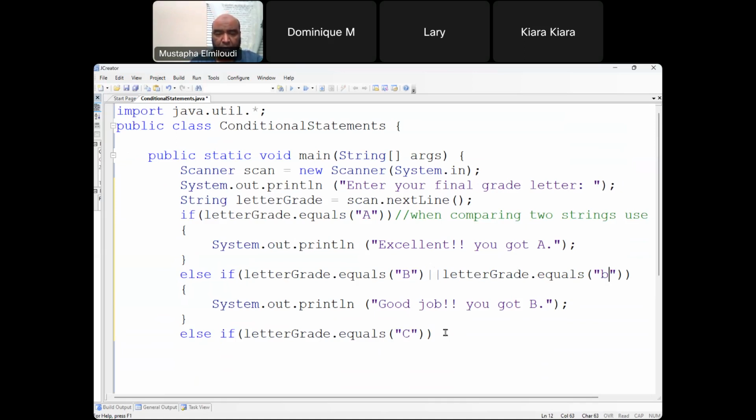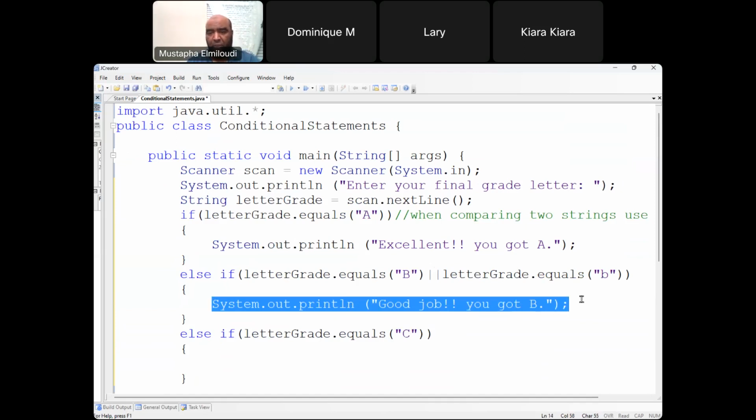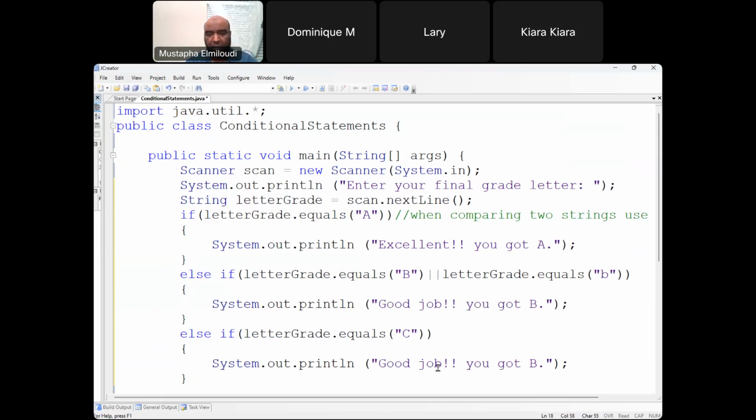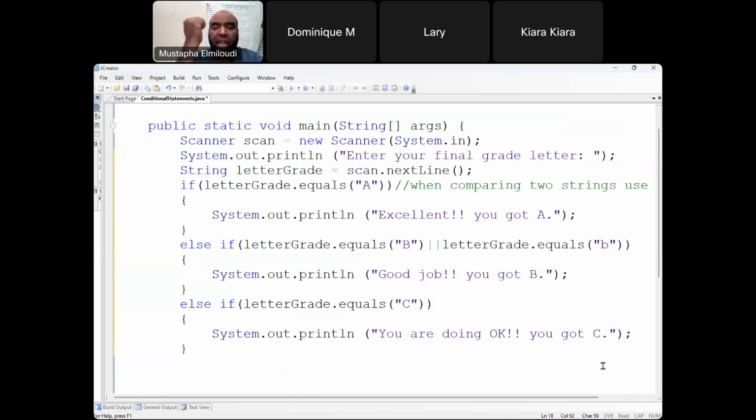Now the same thing for C, I'm going to put this statement, and then I'm going to say, okay, you are doing okay. You may need help. So I'm going to put here, for example, you are doing okay. And then I may mention probably that you got C. Okay, you got C.